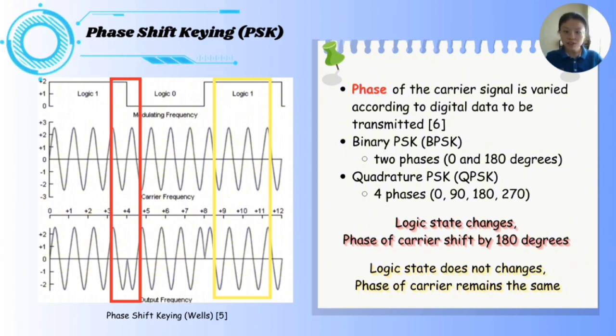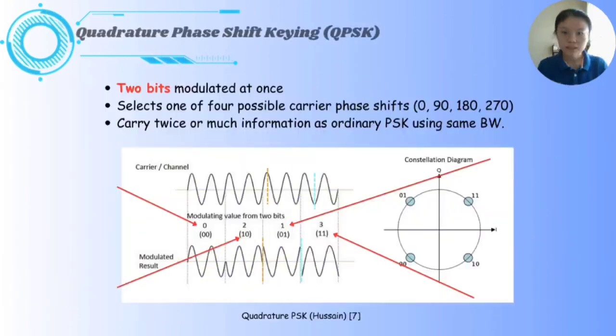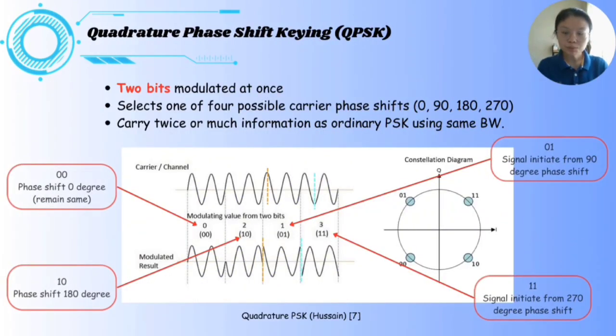In the red box, when the logic state changes, the phase of the carrier will shift by 180 degrees. In the yellow box, when the logic state does not change, the phase of the carrier will remain the same. Quadrature phase shift keying: 2 bits will modulate at once, selecting one of 4 possible carrier phase shifts. QPSK will carry twice as much information as ordinary PSK using the same bandwidth.